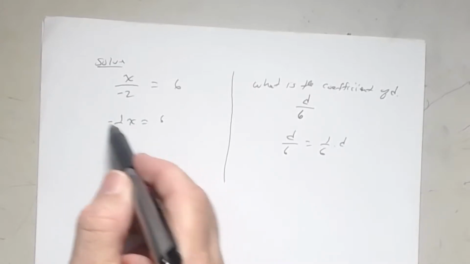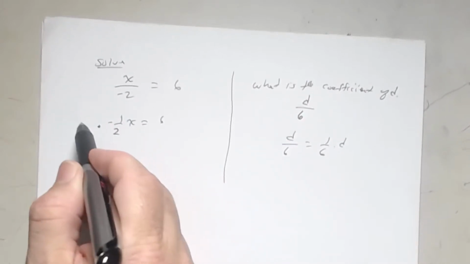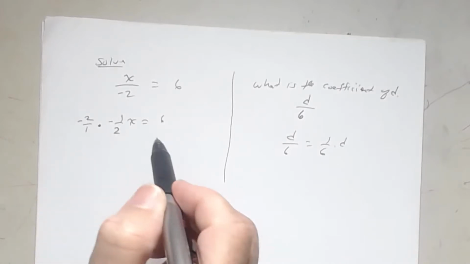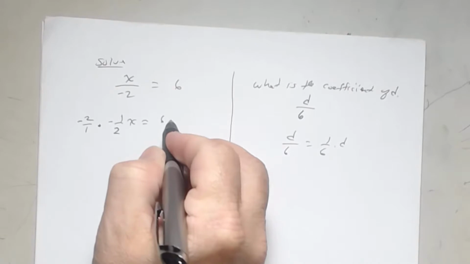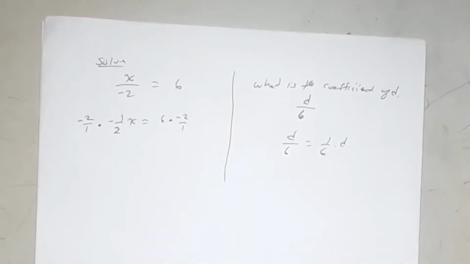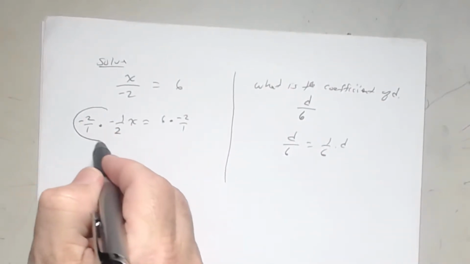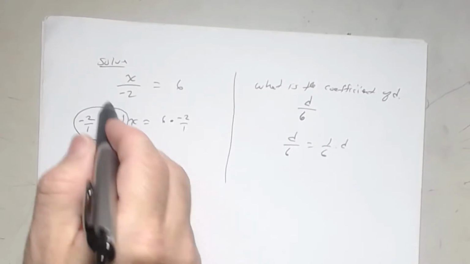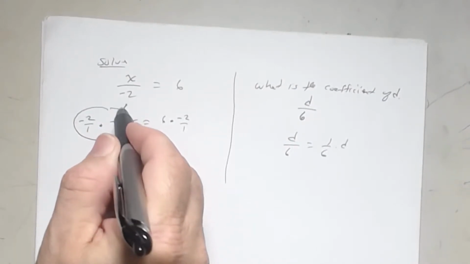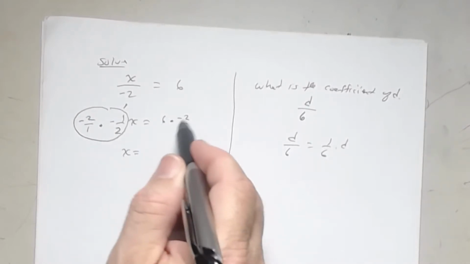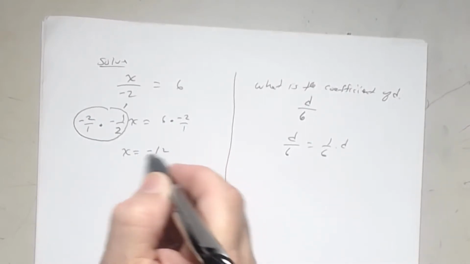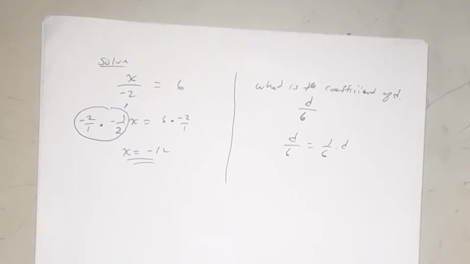So what's the reciprocal of negative 1/2? Negative 2 over 1. You got to say negative because the negative times the negative is a positive. But what I do to one side, I have to do to the other. And this negative 2 over 1 times negative 1/2 is what number? 1. 1 times x is x. And then what's 6 times a negative 2? Negative 12. Okay?